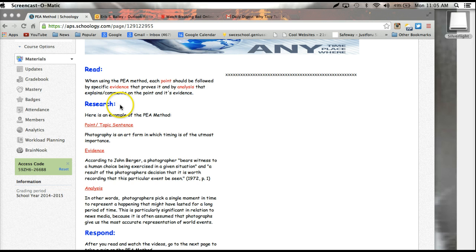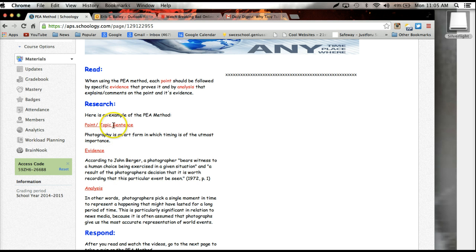Okay, so let's look at the example here that we have in this assignment. You have research and give an example of point evidence analysis, and it's separated by PEA. If this was really an answer, all these three paragraphs would be tied into one paragraph for the PEA method. So let's look at the point. The point the author is making is that photography is an art form in which timing is of the utmost importance. Other photographers might disagree with that statement, so this writer will need to support that statement.